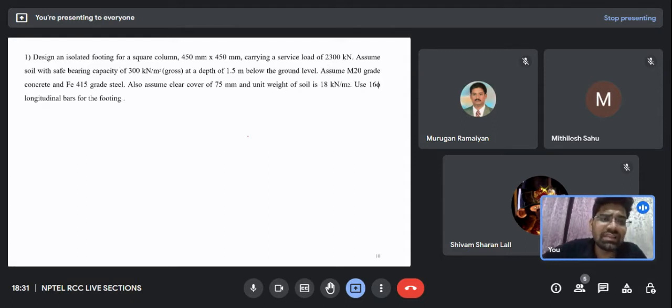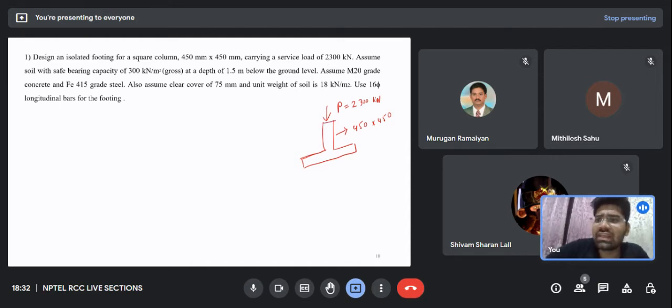What is given? I have a column of 450 by 450, and above that column I have a load of P, which is equal to 2300 kilonewton. This column has a cross section of 450 by 450, and this is the column with footing. I have to design this footing. So just try to make sense of these questions like I am doing.